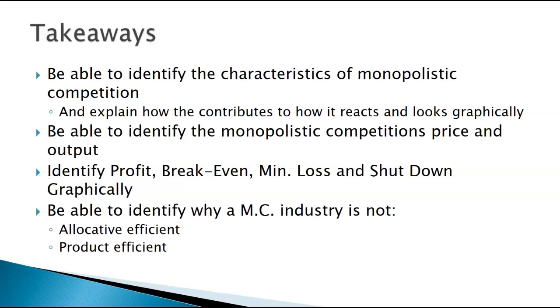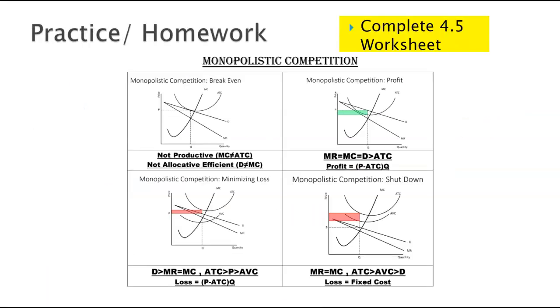So we went over trying to identify the characteristics of monopolistic competition, went over the price and the outputs, the different levels of that, and allocative and productive efficiencies. So here are all the graphs in one spot, so you can definitely take a look at that.